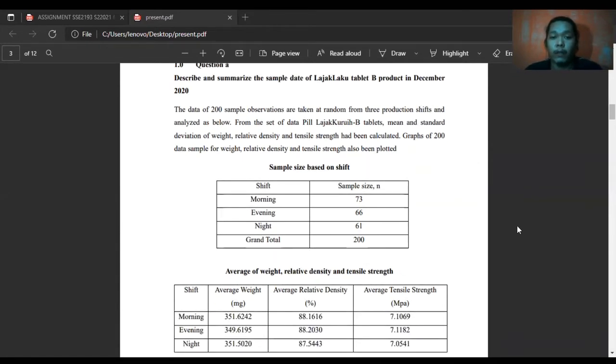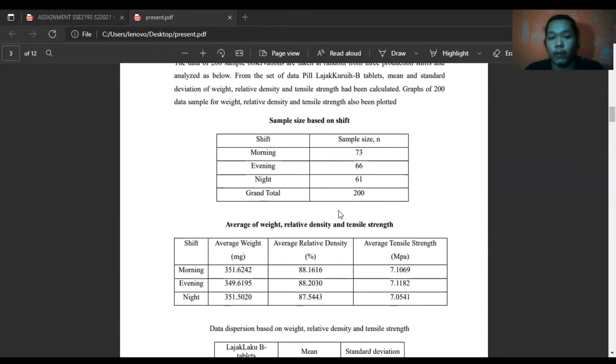So this is a table of sample size based on shift. For the morning shift, 73 tablets were produced. For the evening shift, 66 tablets, and the night shift produced 61 tablets. When accumulated, the grand total is 200 tablets produced.